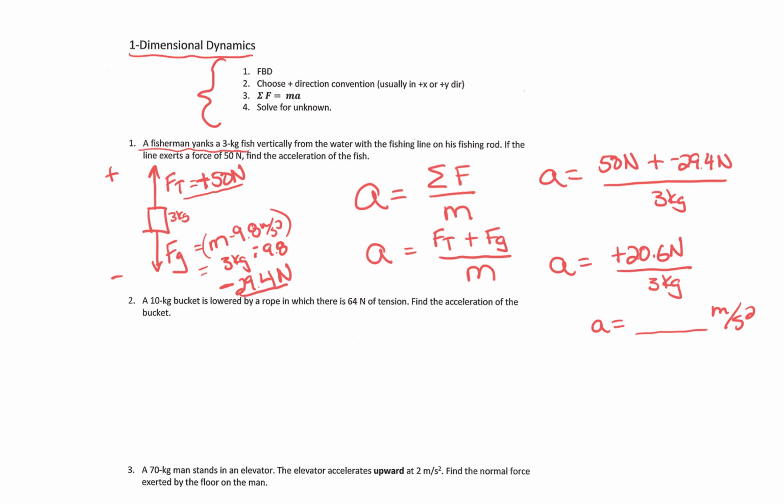And I get an acceleration that's positive of 6.9 meters per second squared. So that fish is pulled quite dramatically with an upward acceleration up out of the water at positive 6.86 rounds to 6.9 meters per second squared.